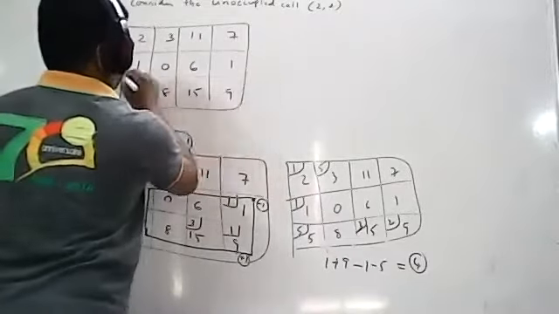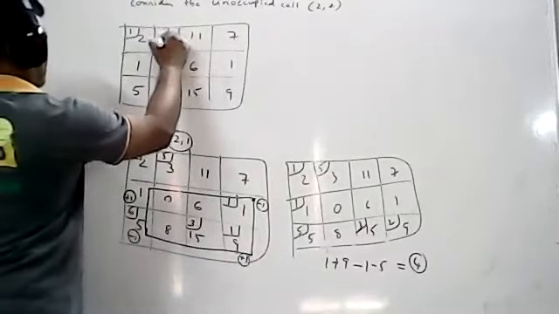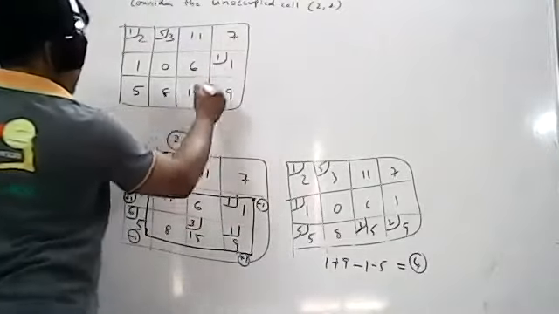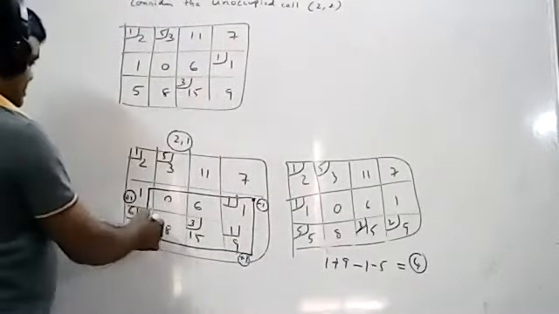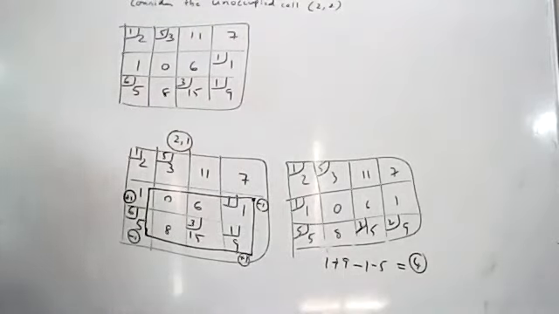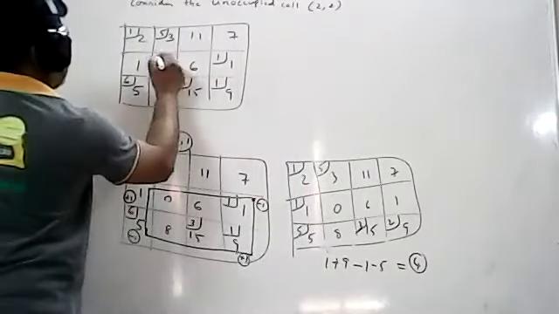15, 9. Okay, now wherever you get the allocations, just make them. This is 1, this is 5, and this one is 1, and this one is 3, and this one is 6, and this one 9. So these are the 6 occupied cells. Now this is completed, this one is completed, this one is completed. Now I will start here.